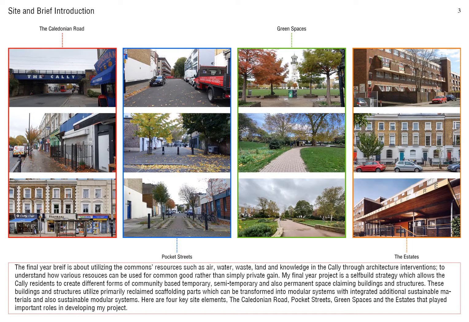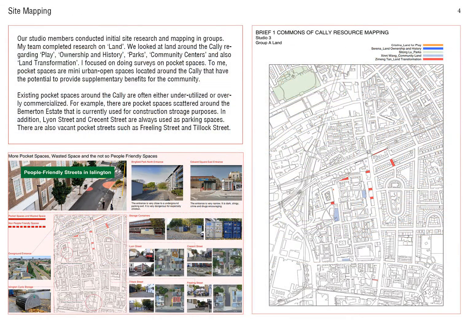Here are some of the photos I've taken early on during the semester. They represent 4 key elements of the Cali that greatly inspire my final strategy proposal. So I'll be talking about them later in the video. As a group, we did some site research and mapping exercise.